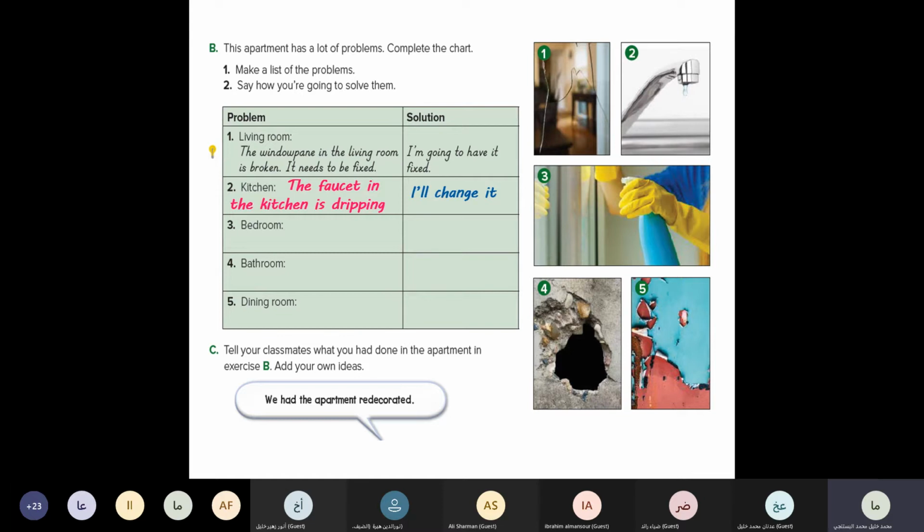Now, what about number 3? Yes, Adnan. Bedroom.